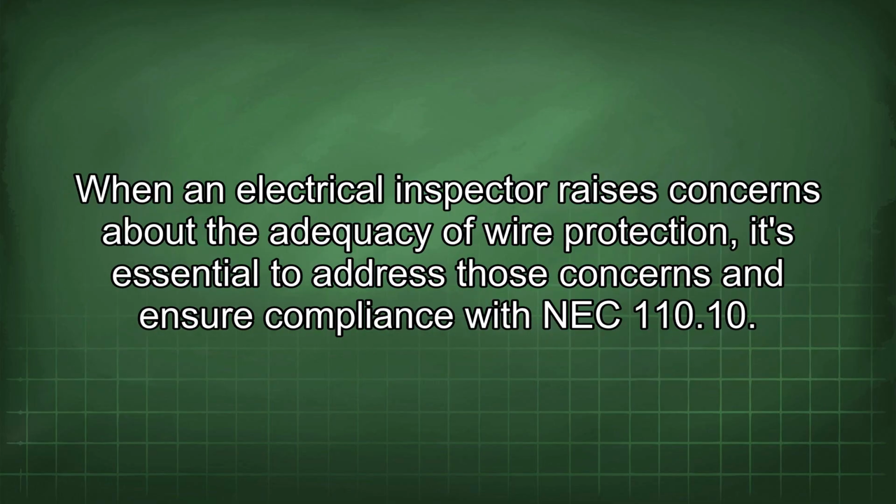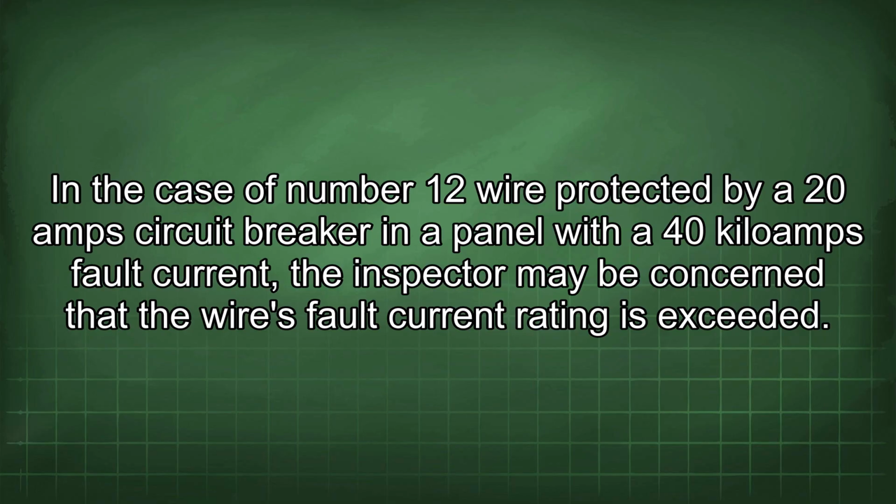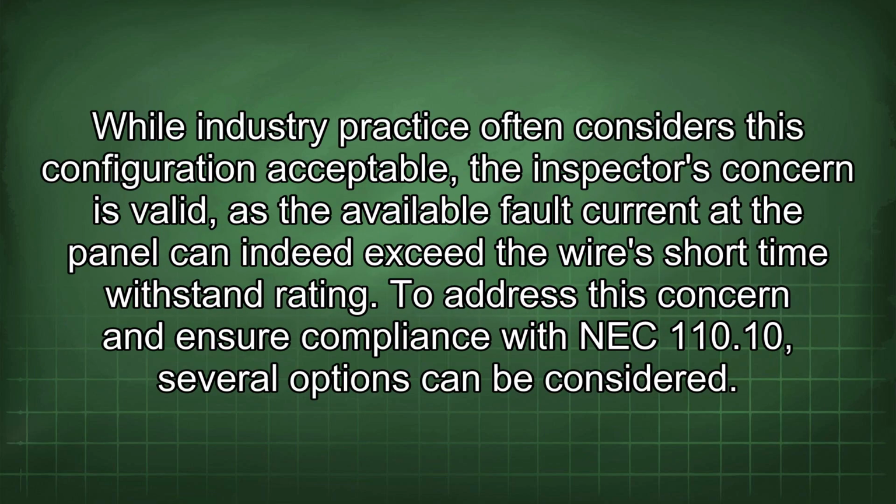When an electrical inspector raises concerns about the adequacy of wire protection, it's essential to address those concerns and ensure compliance with NEC 110.10. In the case of number 12 wire protected by a 20 amp circuit breaker in a panel with a 40 kA fault current, the inspector may be concerned that the wire's fault current rating is exceeded. While industry practice often considers this configuration acceptable, the inspector's concern is valid, as the available fault current at the panel can indeed exceed the wire's short time withstand rating. To address this concern and ensure compliance with NEC 110.10, several options can be considered.